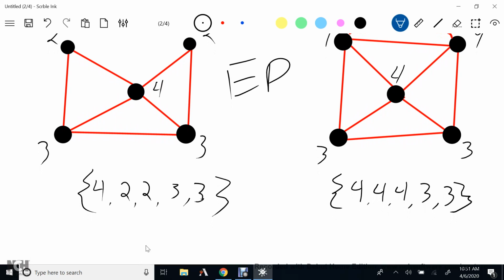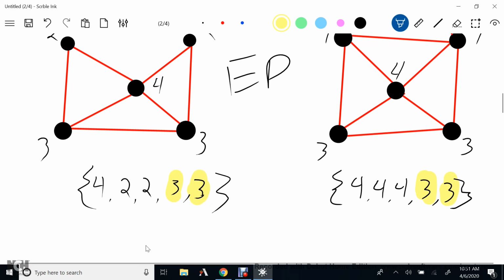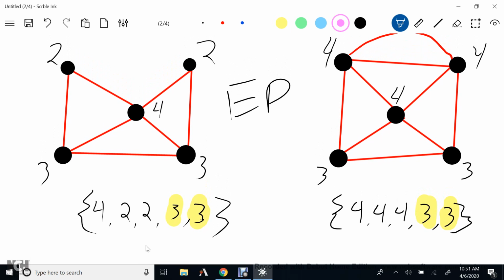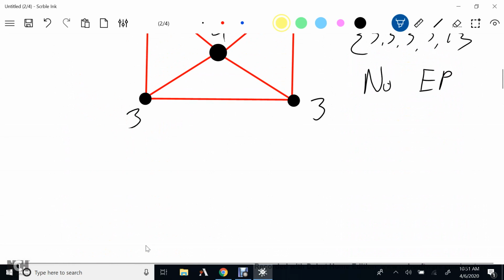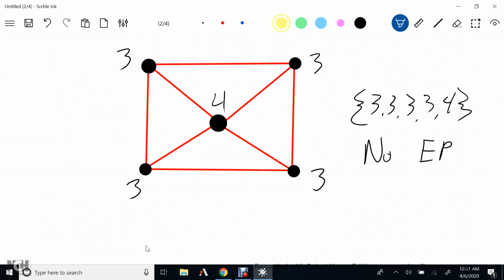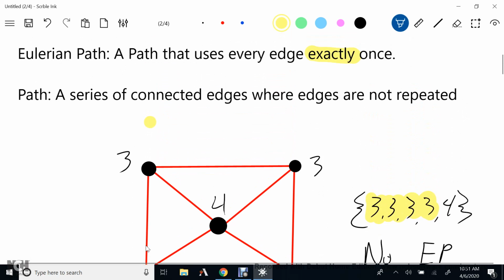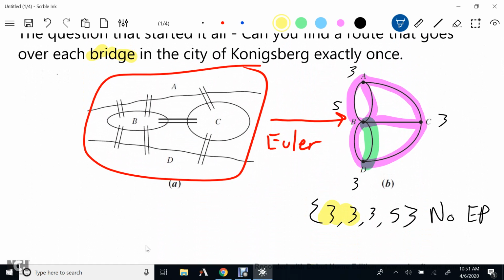He found a pattern. If you notice, for both of these graphs, there are only 2 odd vertices. And in the paths that we found, you have to start at one of the odd vertices and end at the other. So we started here and we ended here, right? And if you go up to this one where it didn't work, there are more than 2 odd vertices. There's 4. And in this one as well, there were 4 odd vertices.